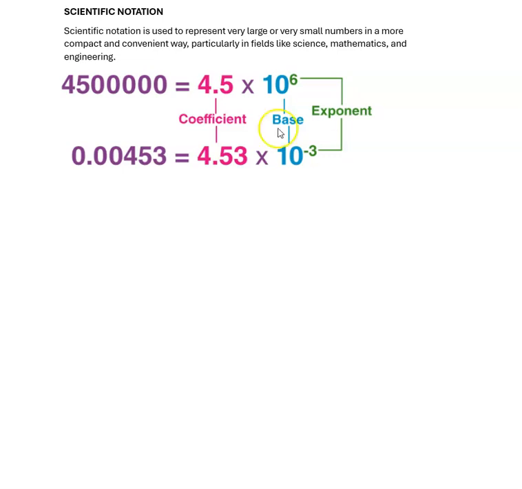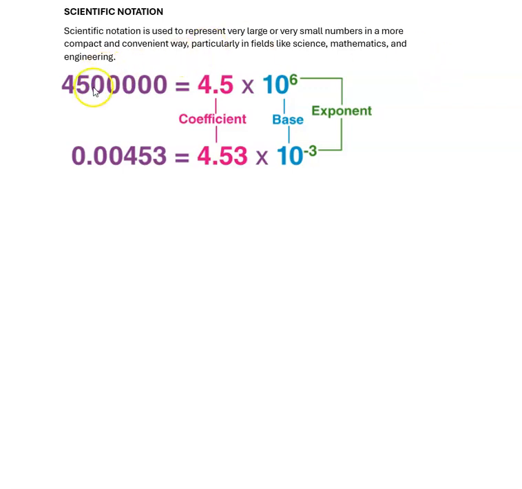So, scientific notation. First off, it is used to represent very large or very small numbers in a more compact and convenient way, particularly in science, mathematics, engineering, and, ta-da, nursing. Like if you have a large number like 800 million, it's a real pain to write down all those zeros and add them and subtract them. Or if you're talking about something like the size of an insect, that might be 0.0004 of an inch or something like that. It's just a nicer way to write things.